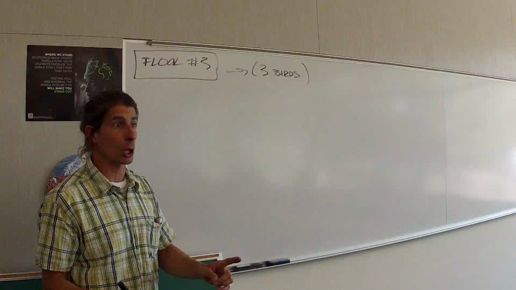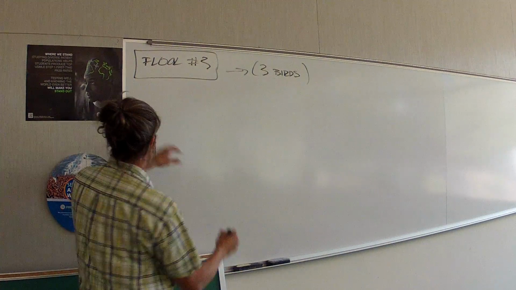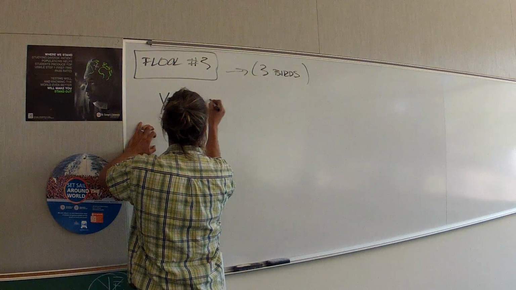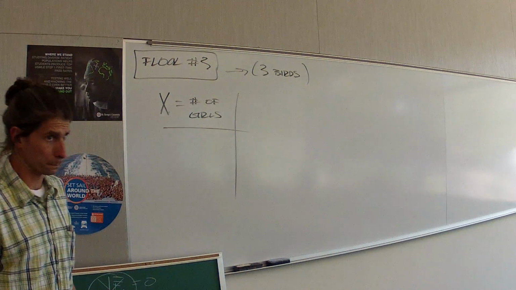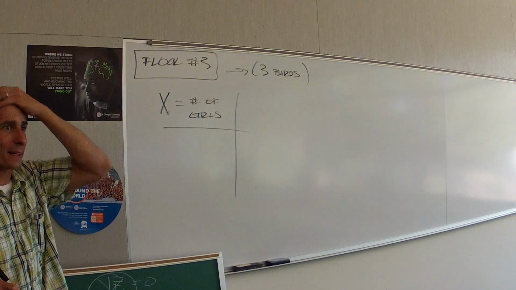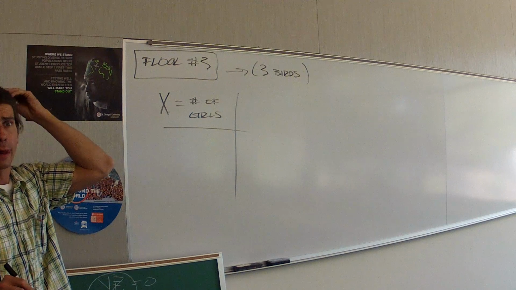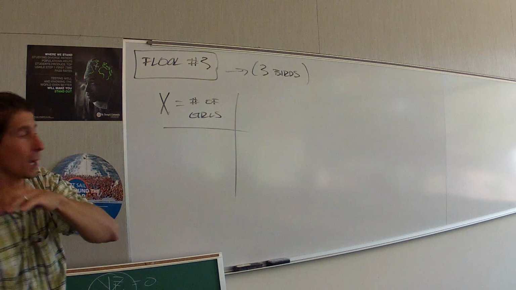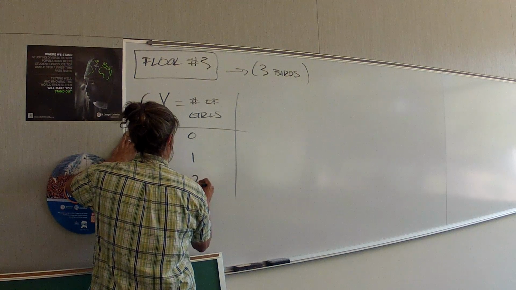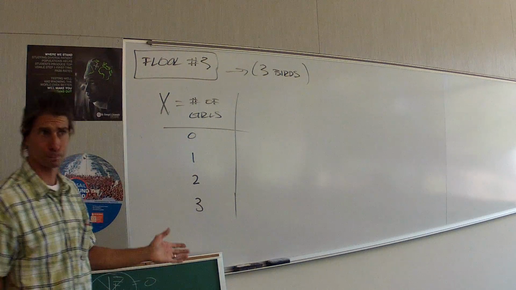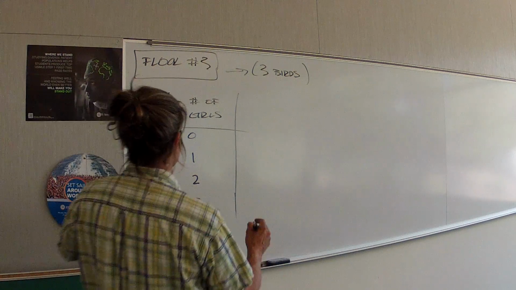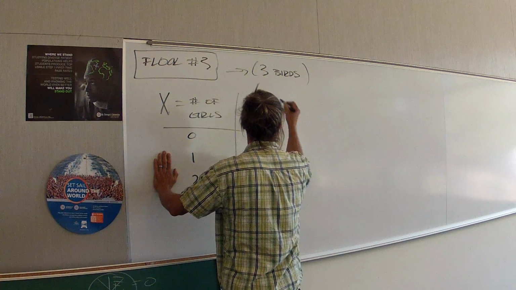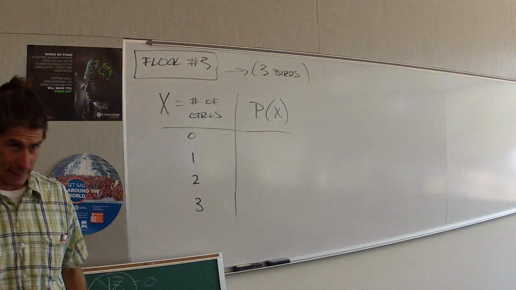I still want to know how many girls I have. I still care about that. Number of girls. What are the values of my random variable this time? 0, 1, 2, 3. Absolutely, Shelby. 0, 1, 2, and 3. Has to be, right? And I want to know the associated probabilities with these things.